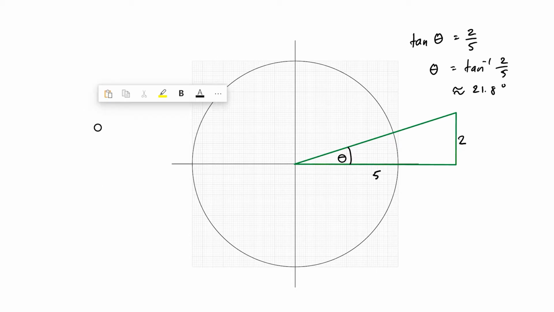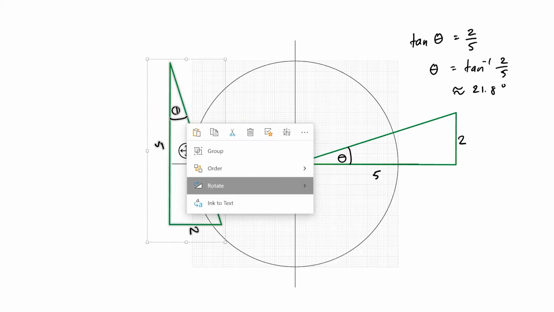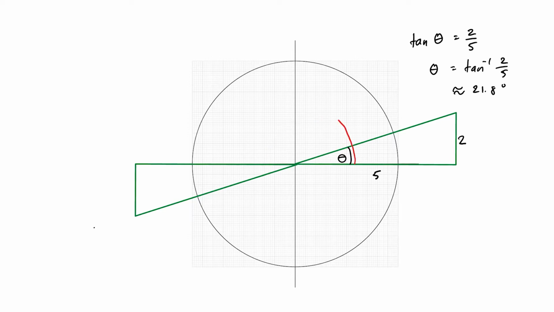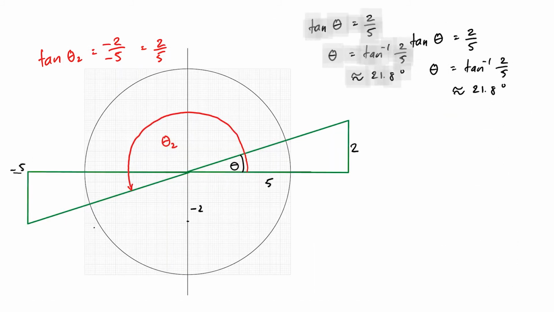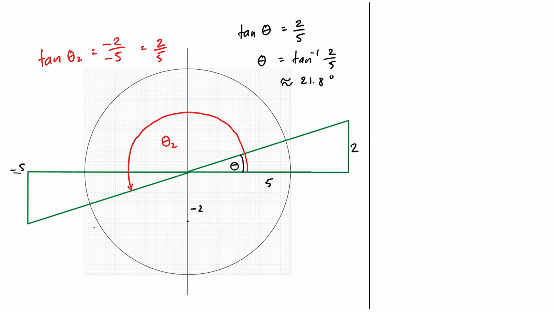Imagine now that we take that triangle and rotate it 180 degrees around, so that now the y-coordinate is -2 and the x is -5. Then our tan theta, using the y over x definition, is now going to be -2 over -5, which will be 2 over 5, just the same as before. So this brings up an important point, because that gives the same tan theta as our original triangle, even though the angle is now rotated around.